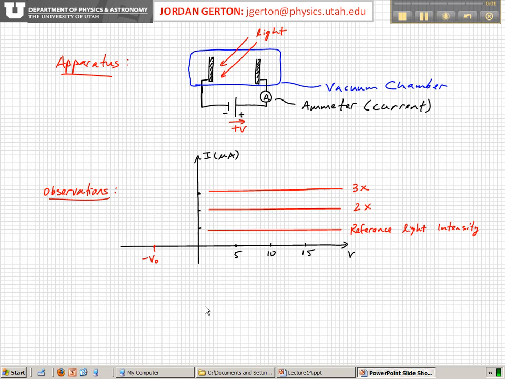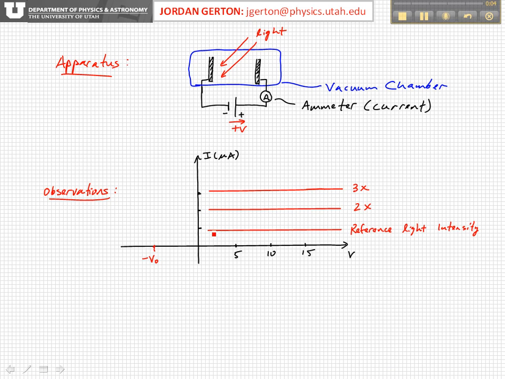Okay, so again, what Thomson and Stoletov observed was that for positive voltages, the photocurrent that they measured through their circuit was independent of the voltage, but was proportional to the light intensity that they shined on one of their electrodes. But what was interesting is that if they applied negative voltages, then they saw the current decrease linearly.